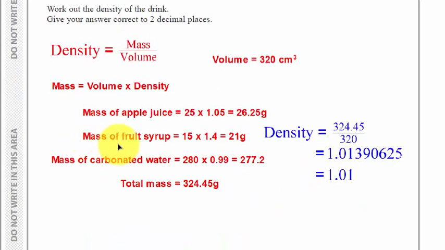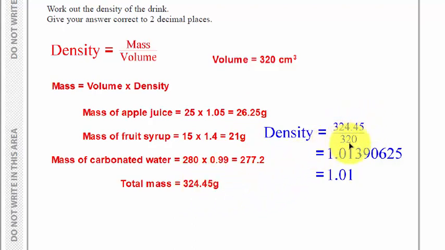The mass of fruit syrup was a volume of 15 centimetres cubed, multiplied by the density, which gave us 21 grams. And the mass of carbonated water had a volume of 280, multiplied by a density of 0.99 to give us 277.2 grams. If I add these 3 masses up, I get 324.45.